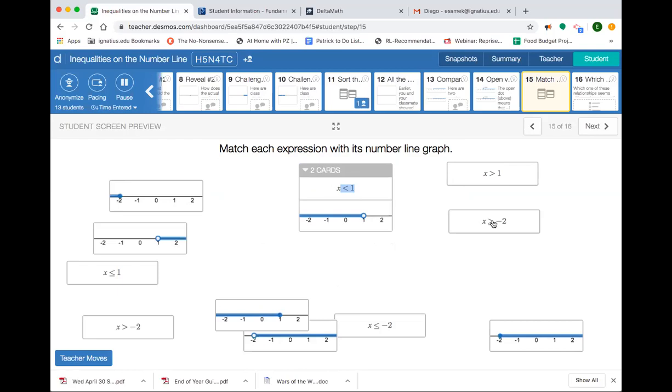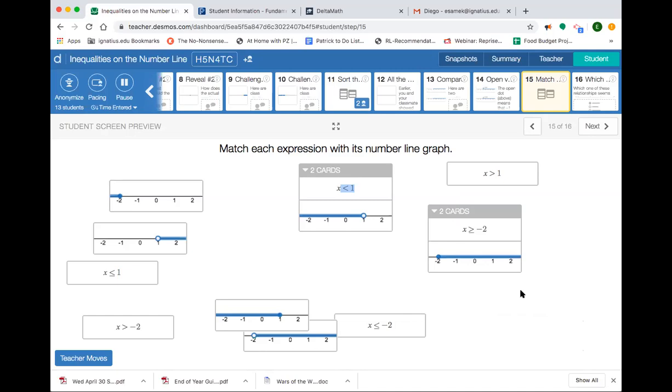Whereas with this guy, someone other than Joe, how would I say this guy here? x is what? x is greater than or equal to -2. So I'm looking for a closed circle at -2 and then everything above it. So I'm going to lock this guy in.